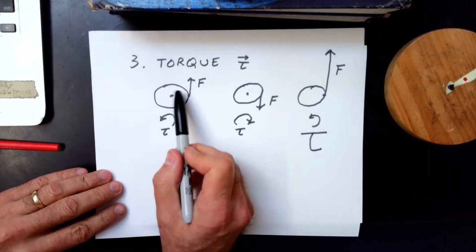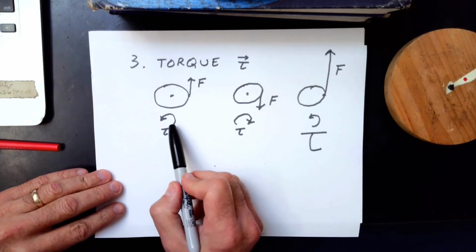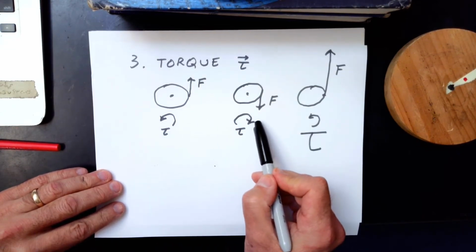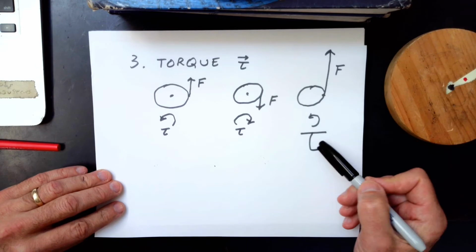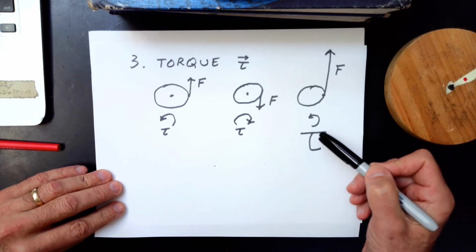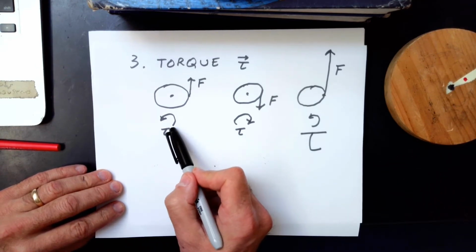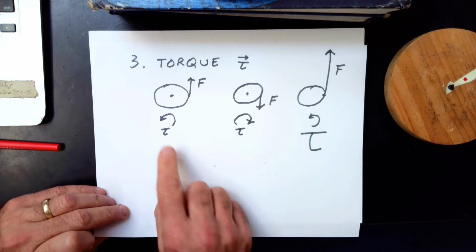We can do the same thing with torque, right? This one force around that axis will create a counterclockwise torque. This creates a clockwise torque. And this is a bigger force, so I've drawn the tau bigger. This creates a bigger counterclockwise torque than this one does. So notice we've still got the same idea of amount, right?